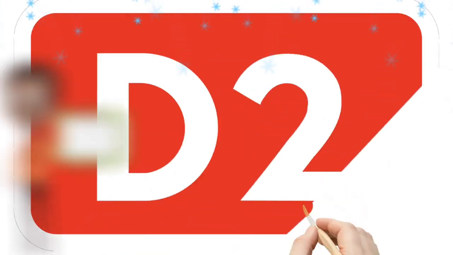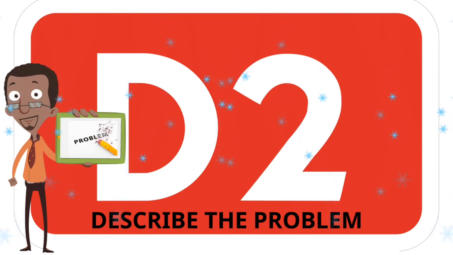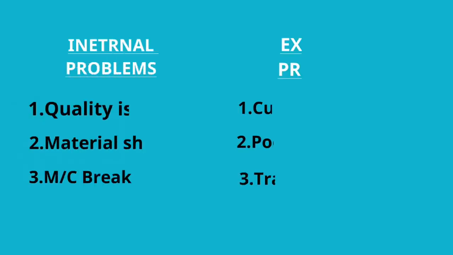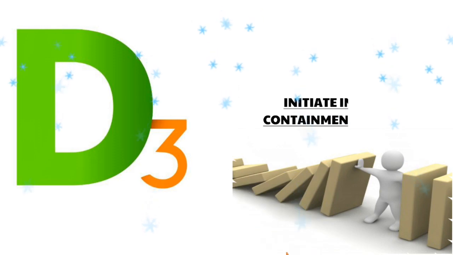Next step is D2. Describe the problem. Describe internal and external problem. Sometimes the internal problem may not have anything to do with the external problem. Now we look at D3. Initiate interim containment actions.